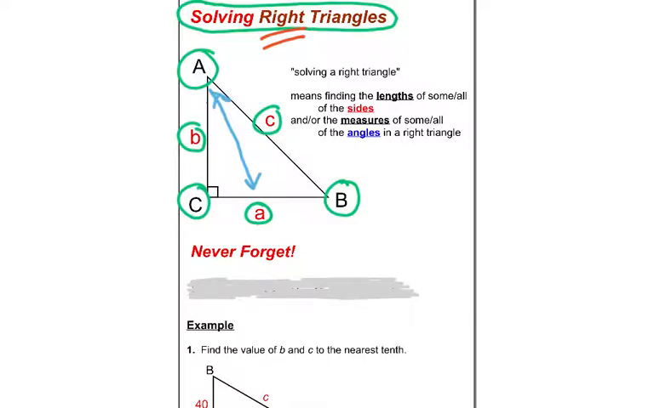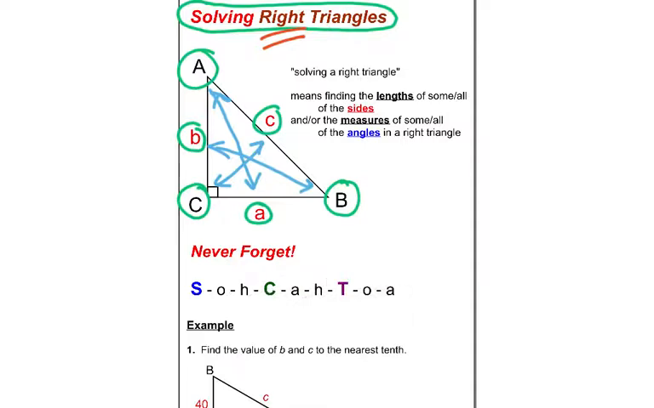So angle A is always across from side A. Angle B is always across from side B. And side C is always across from angle C. So remember that when we label our triangles, we're always going to put the corresponding side opposite of its corresponding angle.